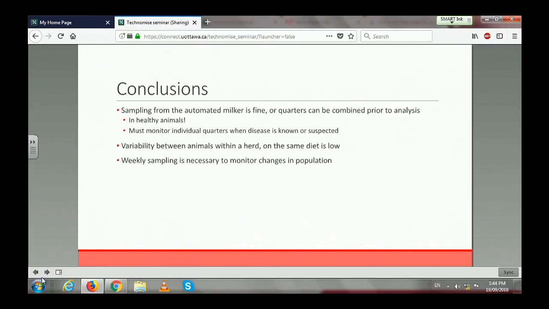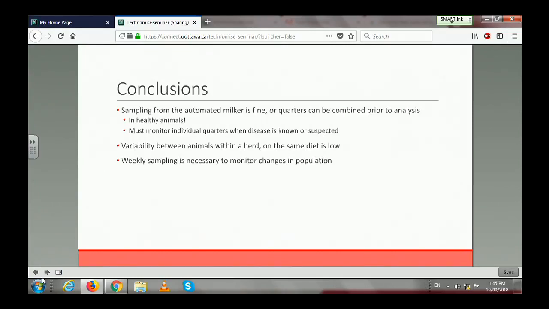So, my brief little pilot study: basically, we don't have to sample from the quarters. The automated milker is fine because there's just not a big difference there, provided the cow is healthy. If any of the quarters have mastitis, you do actually have to go down to the quarter level, or if you suspect one is getting it.